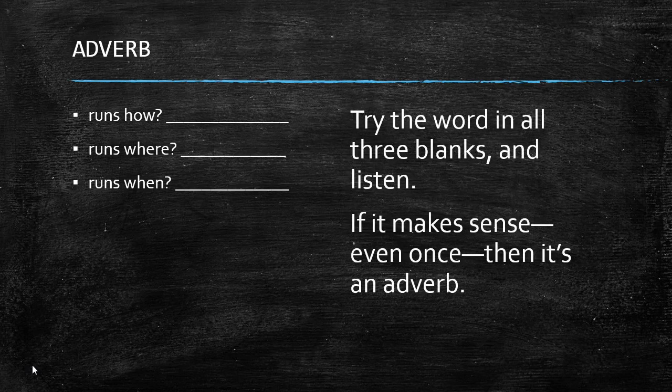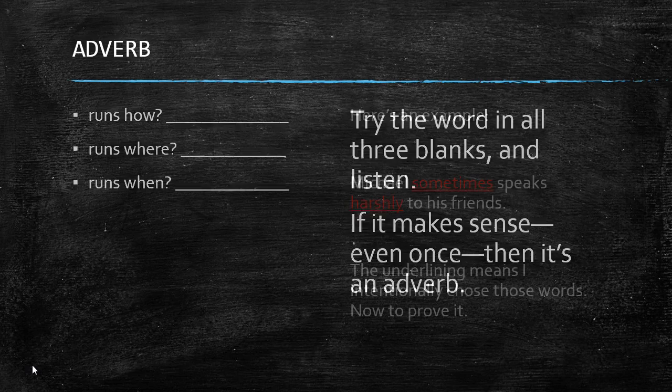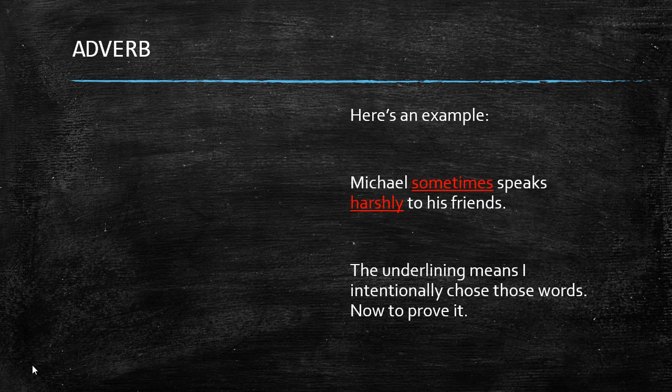You want to try the word in all three blanks and then listen. If it makes sense, even one time, then that word is an adverb. Let's look at an example. Michael sometimes speaks harshly to his friends. The underlining means I intentionally chose those words. Now I have to prove it.